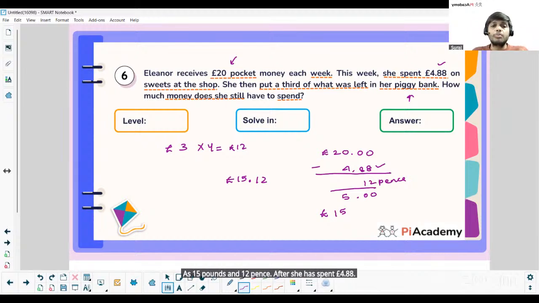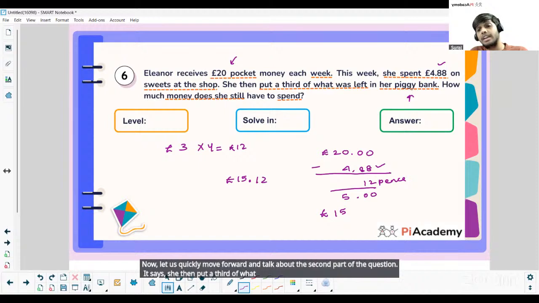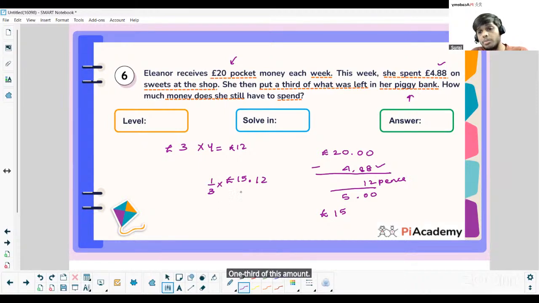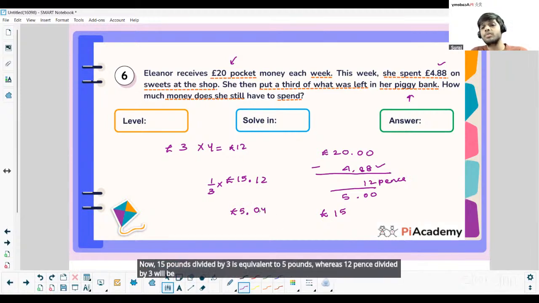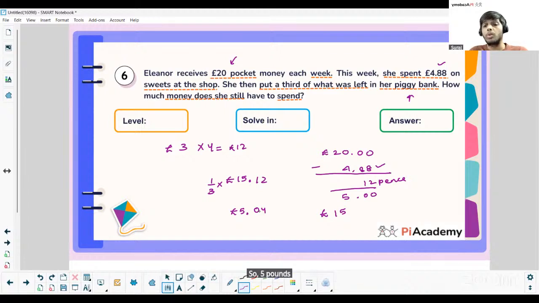Now, let us quickly move forward and talk about the second part of the question. It says she then put a third of what was left in her piggy bank. One third of this amount is going to be £15.12 divided by 3. Now, £15 divided by 3 is equivalent to £5, whereas 12 pence divided by 3 will give you 4 pence. So £5.04 is the total quantity. After that, it says, how much money does she still have to spend?